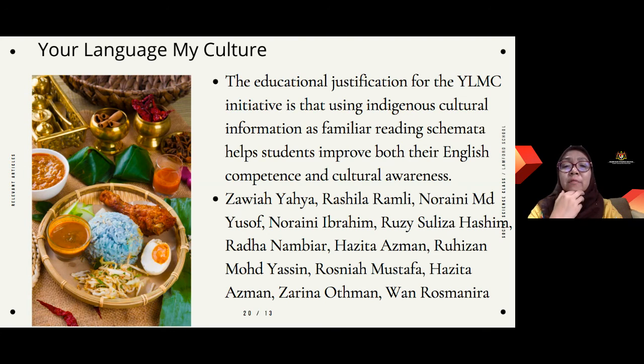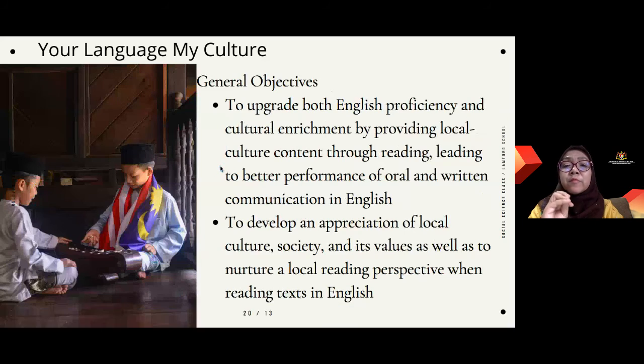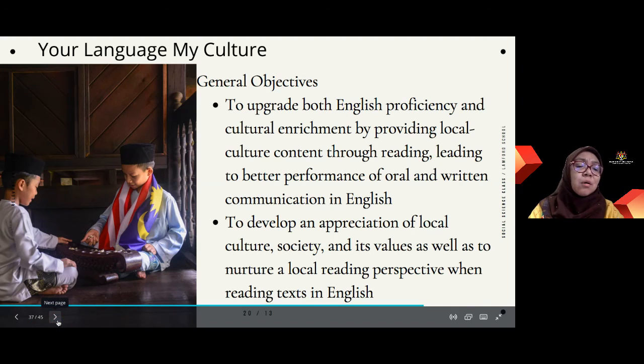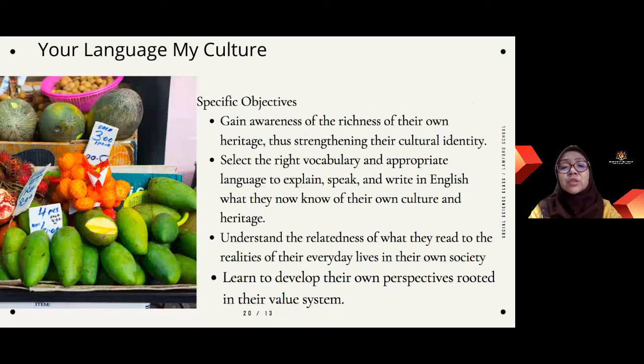So what happened was that we were given funding to help students improve both their English competence and cultural awareness. We call it Your Language, My Culture, YLMC. The general objective was to upgrade both English proficiency and cultural enrichment by providing local culture content through reading, and to develop appreciation for local culture, society and its values. Even then, when we were doing these modules, they still had the literature component. But now I look at the current textbooks, and there's very little of our own local culture in there. So it's more important now that you embed this in your language teaching. Then the specific objectives are to gain awareness of the richness of their own heritage, and to develop their own perspectives rooted in their value system.